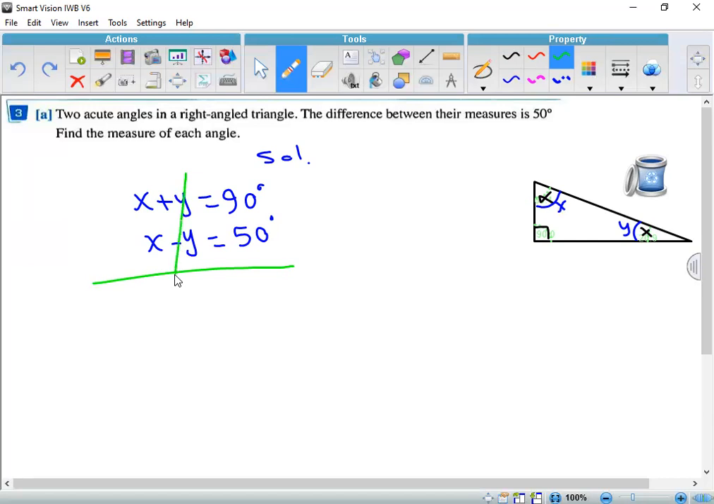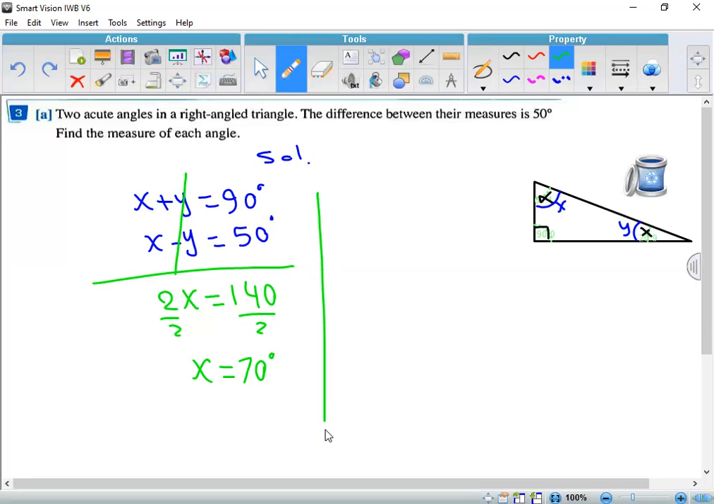x plus 2x equals 90 plus 50 equals 140, divided by 2, then x equals 70 degrees. x equals 70 degrees. Can we find the measure of the other angle?